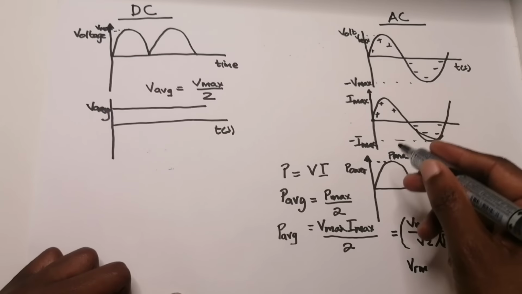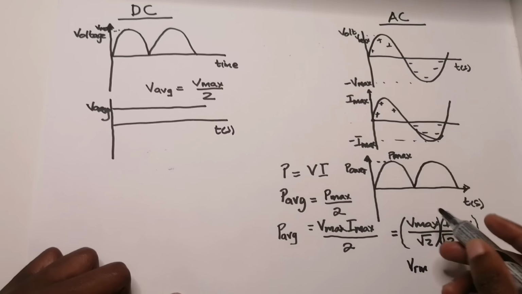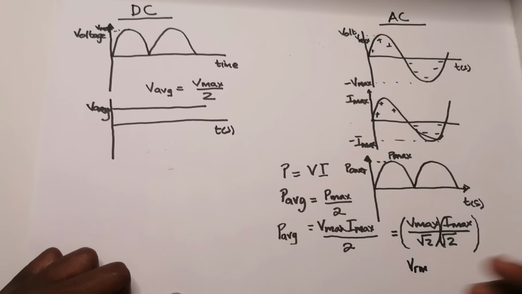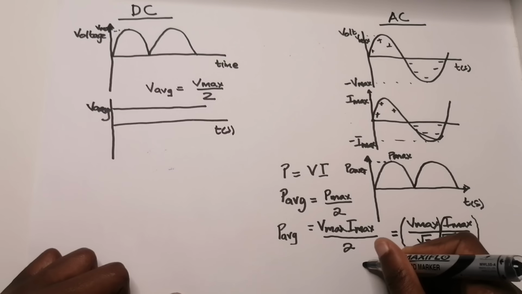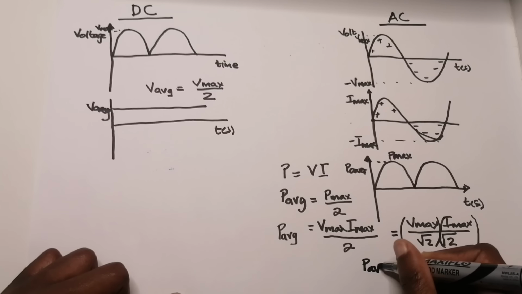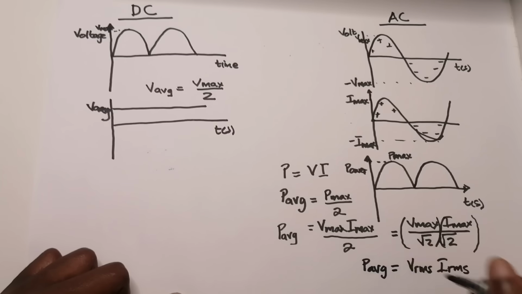Remember, when you say maximum plus minimum divided by 2, you are getting the mean, okay? I'm sure you've done stats in mathematics. So VRMS multiplied by IRMS, the root mean square. And what does that give us? It gives us the average power.